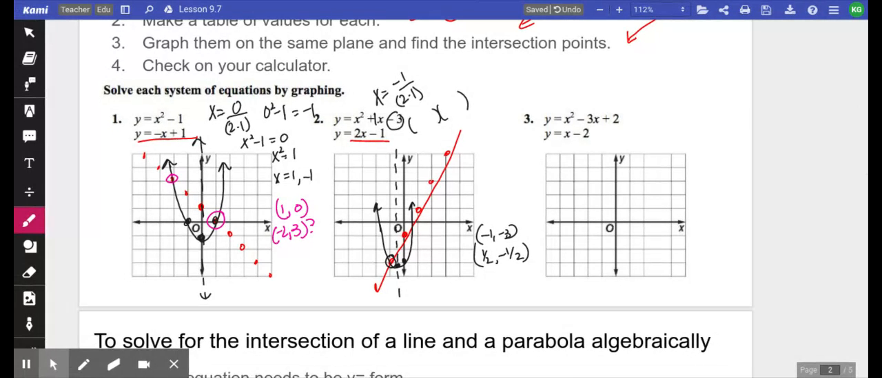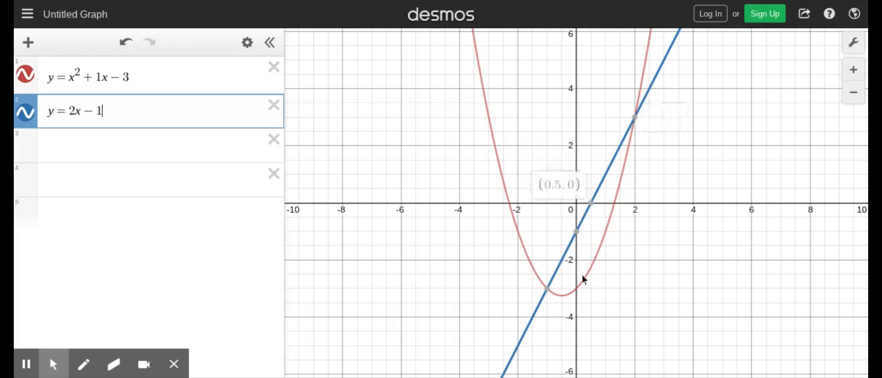X squared plus 1x minus 3. And the other one was 2x. No, it was 2x minus 1. Alt Shift F. Oh, so I was way off. I did get that one, -1, -3. My other one I was way off. It should be at 2, 3.